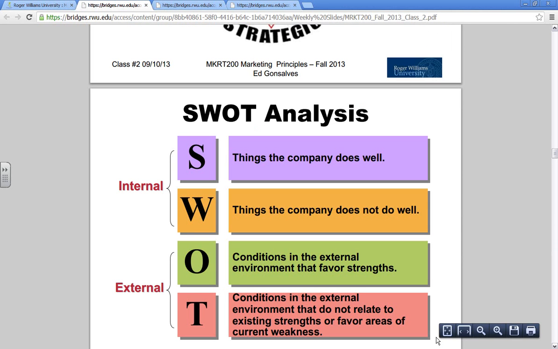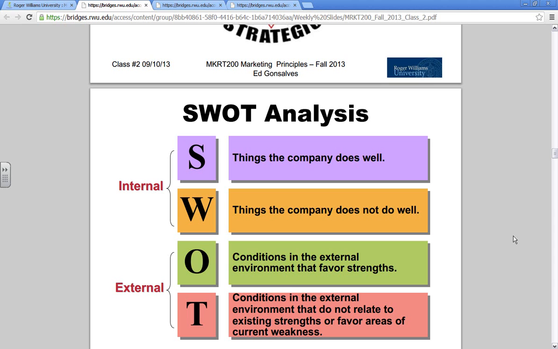SWOTs, right? So strengths, weaknesses, opportunities, and threats. What do you do well? This is typically a strength. What are you weak at? Obviously something the company doesn't do well. Very often you'll find that strengths can sometimes be weaknesses depending on what's going on in your business.